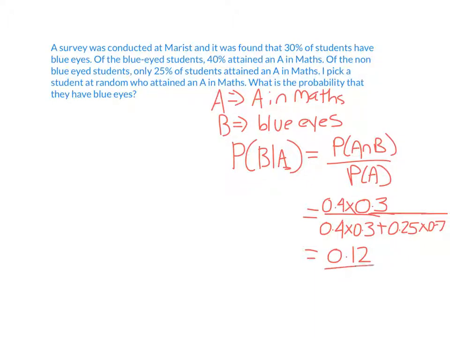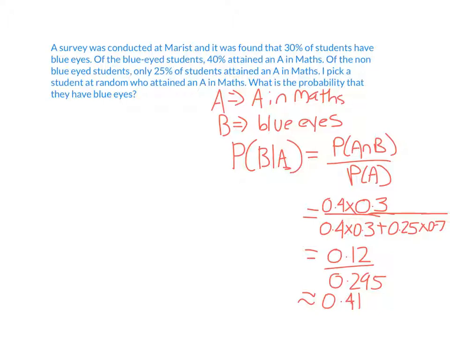So on the bottom, we get 0.295 or 29.5%. So that's saying that 29.5% of the school attained an A in maths. That includes the 30% of blue-eyed students, 40% of those, and it also includes the 25% of the other 70% who don't have blue eyes. And if you put that on your calculator to 2 decimal places, you get about 0.41. So that is saying if I pick a student at random who I know has attained an A in maths, there's a 41% chance they will have blue eyes.